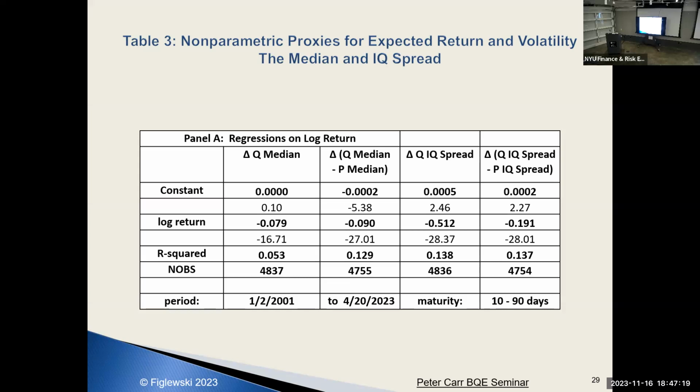It's more meaningful, I think, to see that the Q changes relative to the P median, and we get the same sign of the coefficients, and they're more statistically significant. So you get a positive return, the Q median is lower relative to the P. And I suspect this has to do with the skewness effect.